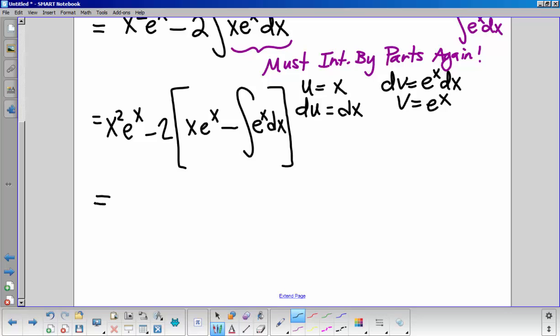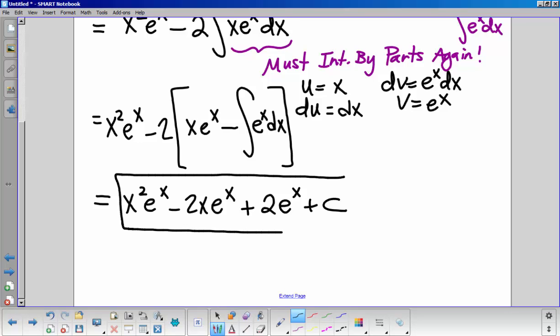Okay, so I'm going to distribute everything. So this is x squared e to the x minus 2x e to the x plus 2 e to the x plus c. Pesky negative. Yep, I've watched that.